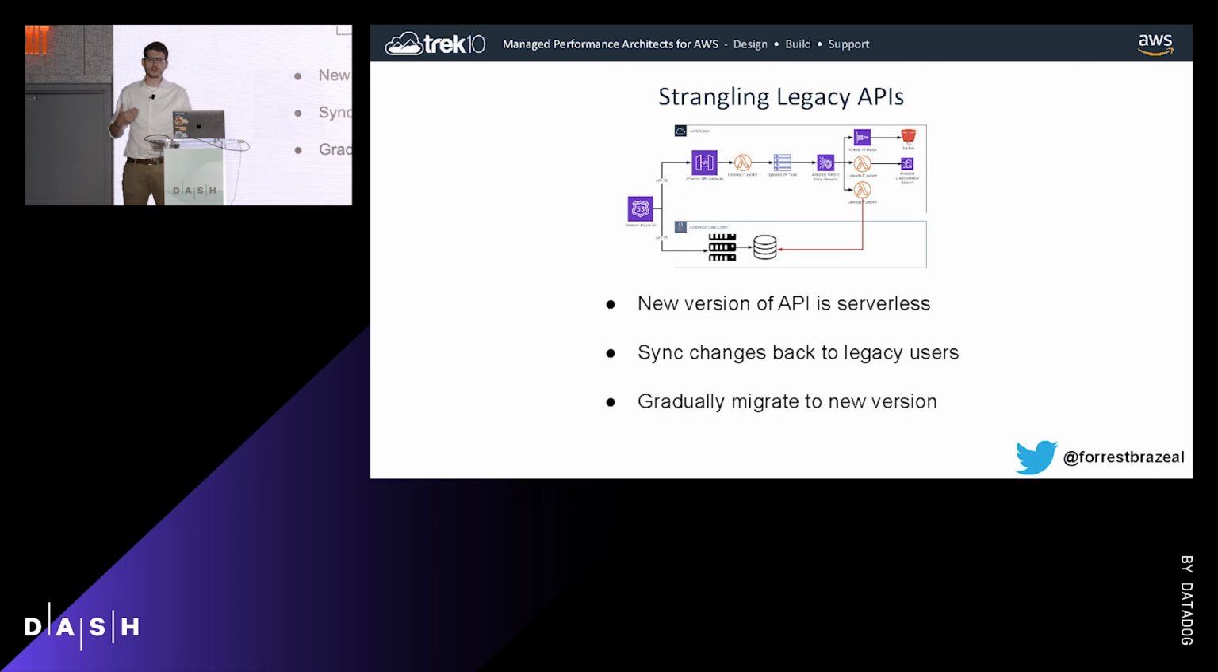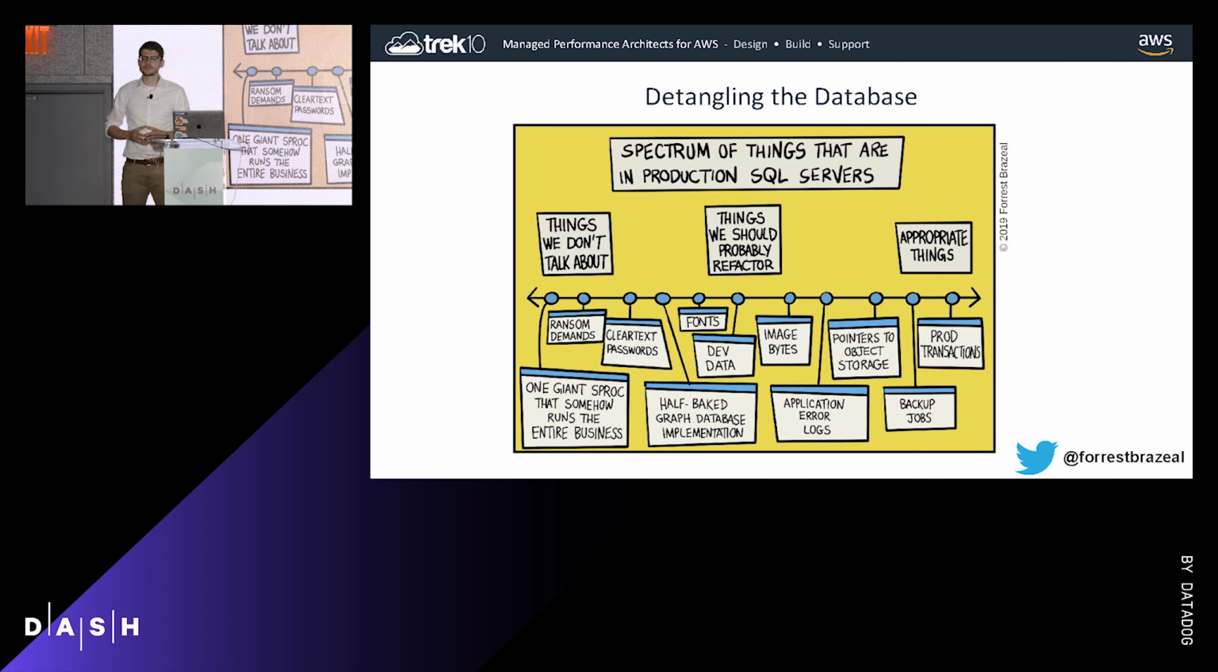And one of the ways I try to get people over that hump, because that can be a real mental block, right? How am I going to actually make significant inroads in a reasonable amount of time when that problem looks so overwhelming? One of the things I try to get people to do is to detangle the database. If you run a large production database, there is a spectrum of things that are there. A legacy relational database has things in it that are good and appropriate and that you're proud about, like the prod transactions and the backup jobs. And there are things you just don't talk about. There's the half-baked graph database implementation and the clear text passwords and the dev data and all these things, right?